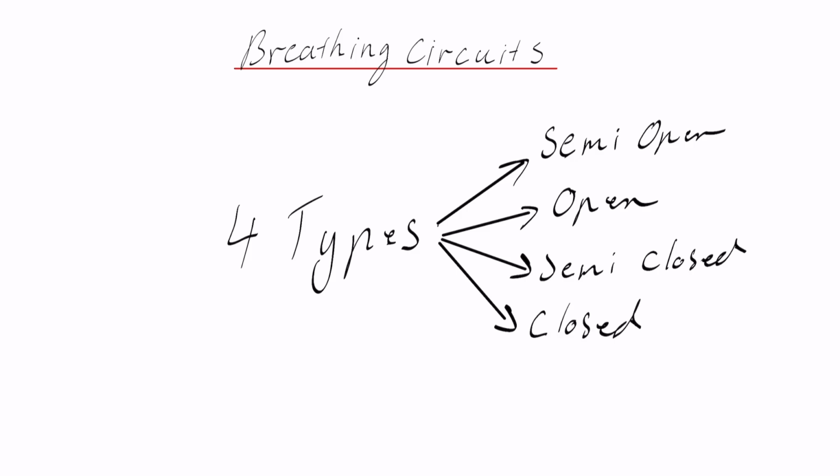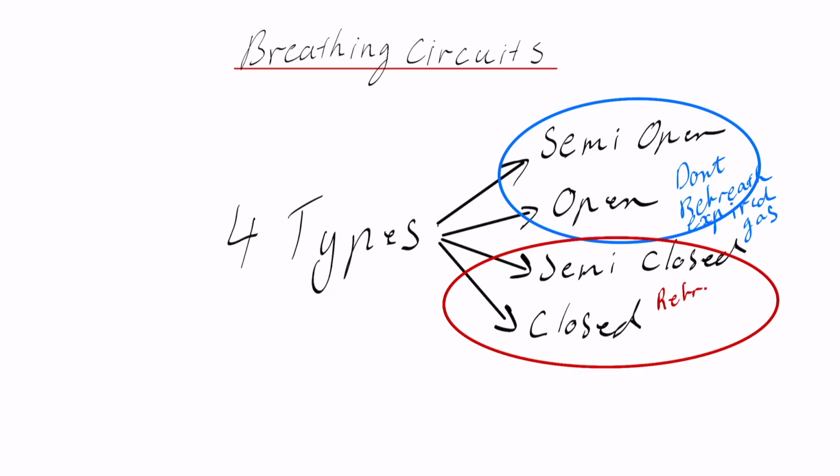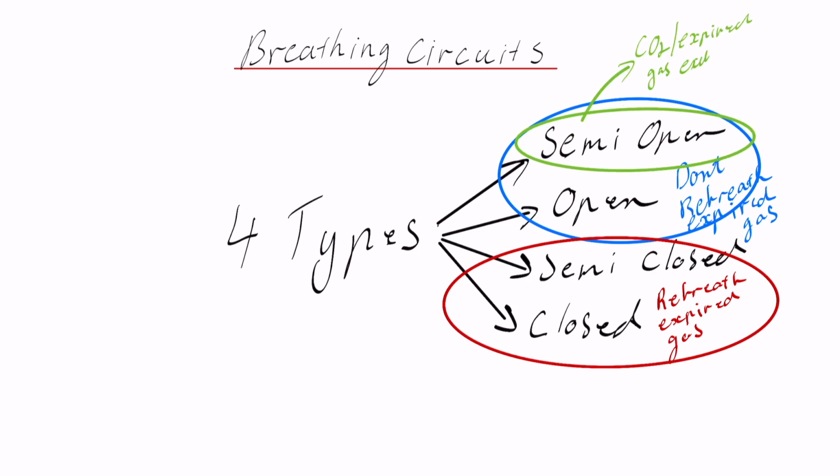They can be further broken down into your semi-open and open circuits, which is when the patient doesn't rebreathe any of their expired gas, and the semi-closed and closed circuits, which is when the patient does rebreathe their expired gas. We can then differentiate our breathing circuits even further when we talk about our semi-open versus open circuits, as a semi-open circuit is when the expired gas goes through a one-way valve, which ensures unidirectional flow away from the patient, while our open circuits is when the patient expires directly into the atmosphere.